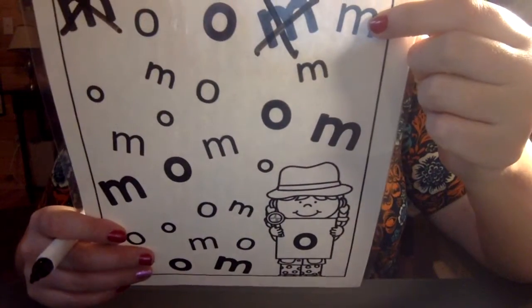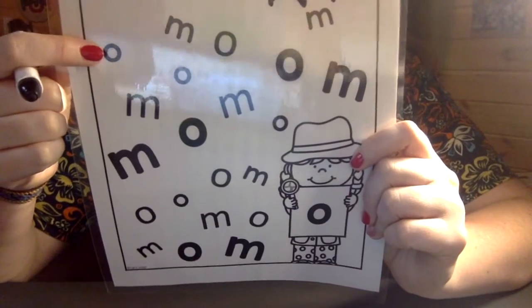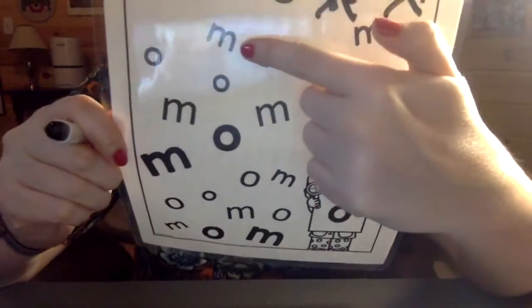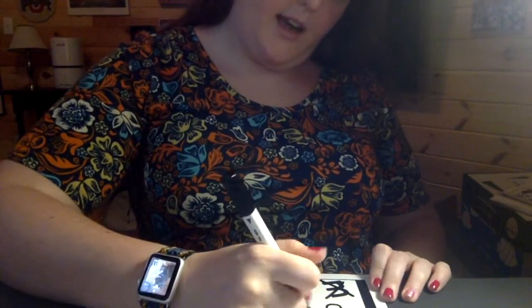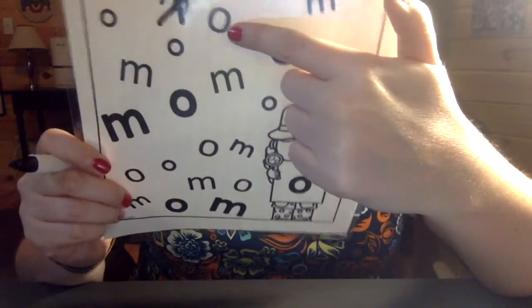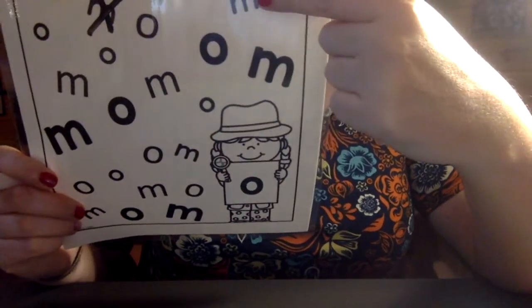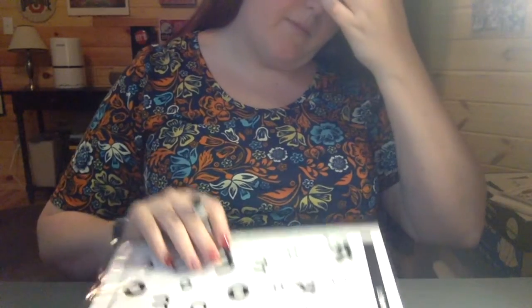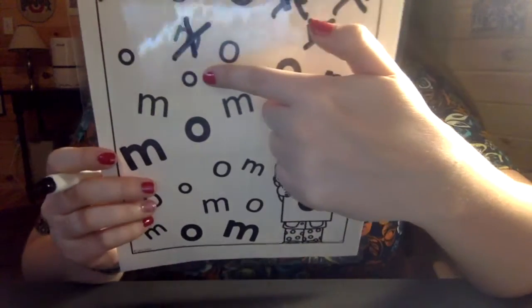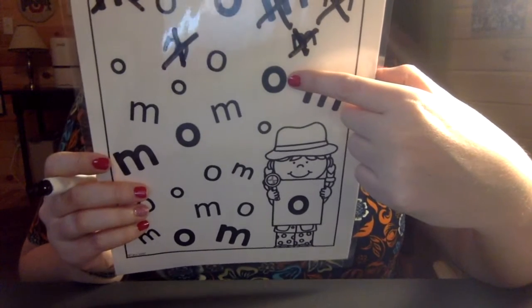Is this an M or an O? M, we'll cross it out. Is this an M or an O? O, we'll keep it. Is this an M or an O? M, we'll cross it out. M or O? O, we'll keep it. M or O? Whoops. M, we'll cross it out. Next, is this an M or an O? O, we'll keep it.